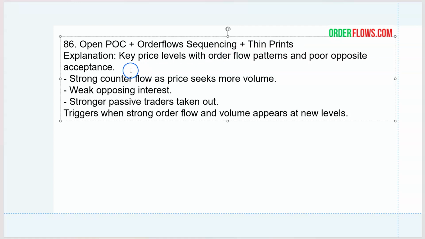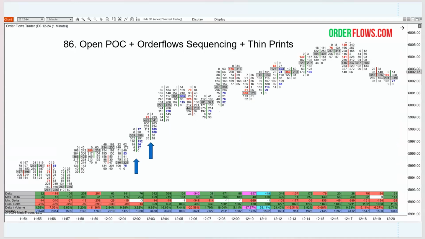patterns and poor opposite acceptance. So you have strong counterflow as price seeks more volume, weak opposing interest, stronger passive traders taken out. Triggers when strong order flow and volume appears at new levels. Okay, so open point of control here and here, sequencing 17, 36, 152, 291, 396, and you got thin print in there, 0 up here.